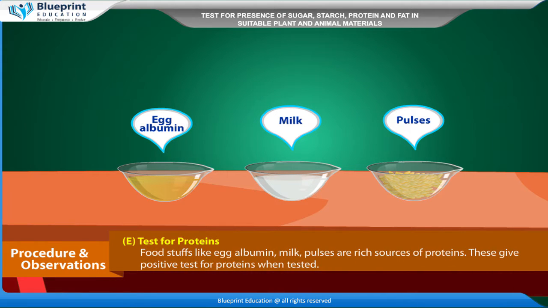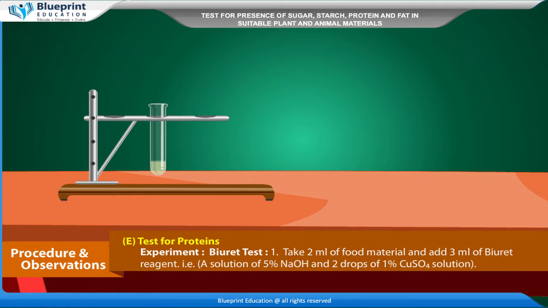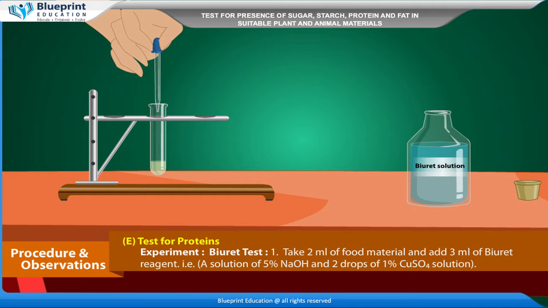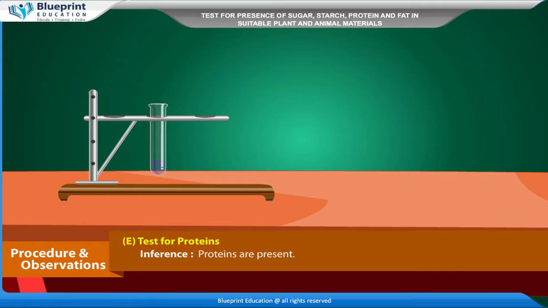Test for proteins. Foodstuffs like egg albumin, milk, pulses are rich sources of proteins. These give positive test for proteins when tested. Experiment: Biuret test. Take 2 ml of food material and add 3 ml of Biuret reagent, that is, a solution of 5% NaOH and 2 drops of 1% CuSO4 solution. Observation: violet color appears.